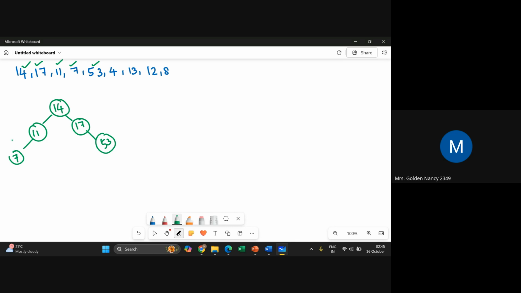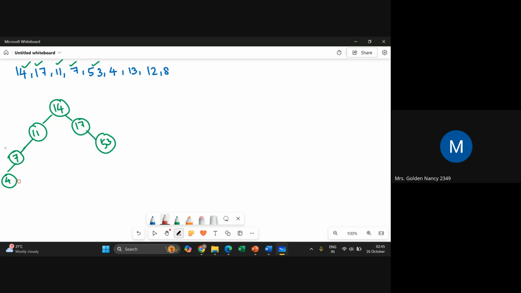Okay, next is 4. Where will you insert 4? 4 is lesser than 14, so you'll come to this node, 11. 4 is lesser than 11. Again, you'll go to the left, another left side. So it has one more node. 4 is lesser than 7, so you'll insert it here. Check the balance factor. Here it is 0.